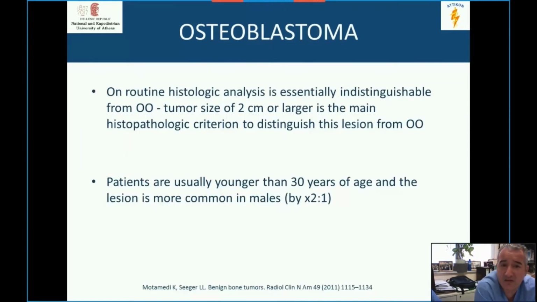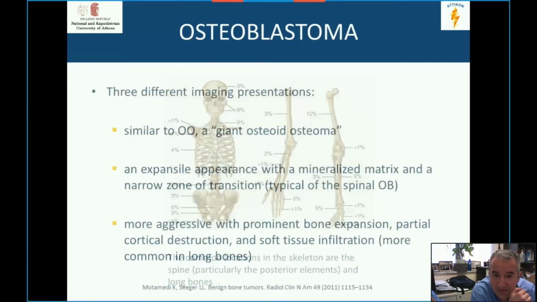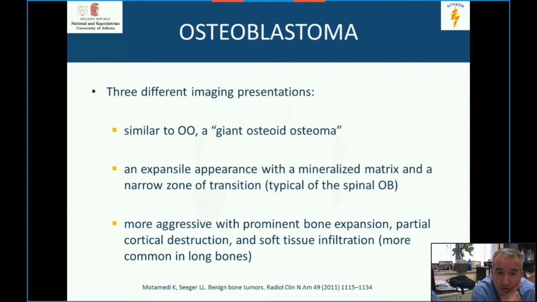The aggressive cousin of osteoid osteoma is osteoblastoma. These two are essentially indistinguishable on routine histologic analysis. However, osteoblastomas have a diameter which is larger than 2 centimeters. Osteoblastoma patients are usually younger than 30 years of age, and the lesion is once again more common in males. The most common locations in the skeleton include the spine, especially the posterior elements, and the long bones.